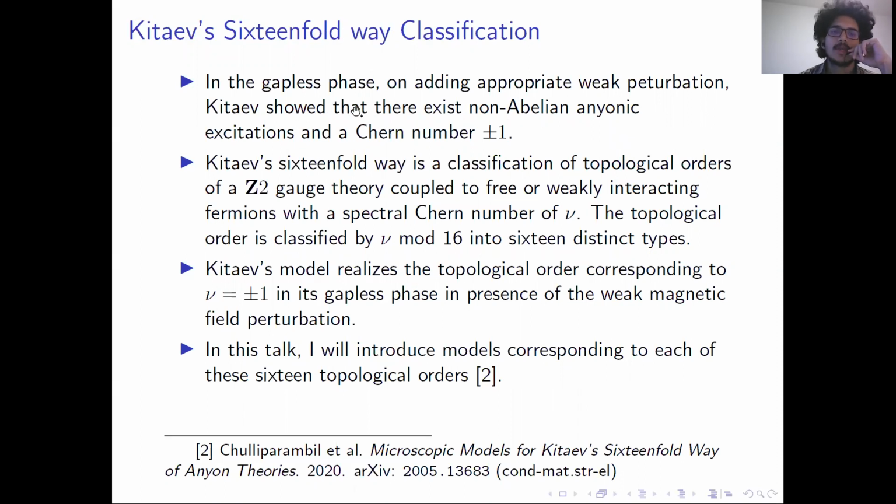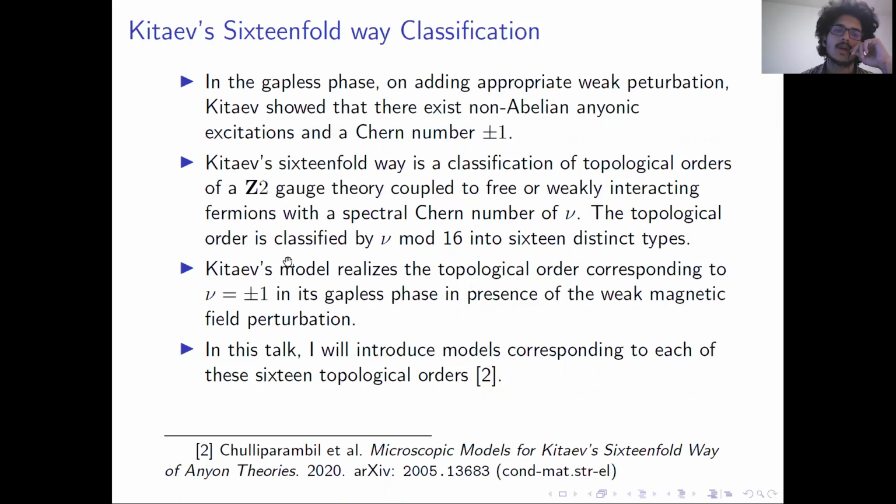Kitaev's 16-fold way. When you solve this Hamiltonian, you see that there exists a gapless phase, and Kitaev showed that on adding an appropriate weak perturbation, which couples to a magnetic field, there exist non-abelian anyonic excitations, and the Chern number is plus or minus 1. So Kitaev's 16-fold way is a classification of topological orders of Z2 gauge theory coupled to free or weakly interacting fermions with a spectral Chern number of nu. So the Kitaev honeycomb model in these terms is a Z2 gauge theory coupled to an itinerant Majorana fermion hopping problem with a spectral Chern number of plus or minus 1 when you have this perturbation in the gapless phase.